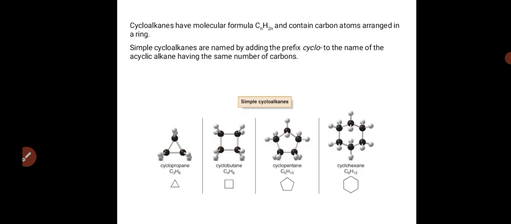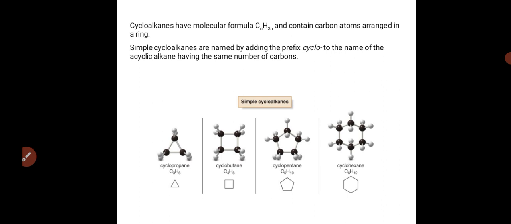And then the next one is cycloalkanes. Cycloalkanes have molecular formula CnH2n and contain carbon atoms arranged in a ring. Simple cycloalkanes are named by adding the prefix cyclo to the name of the acyclic alkane having the same number of carbons. So look at it.